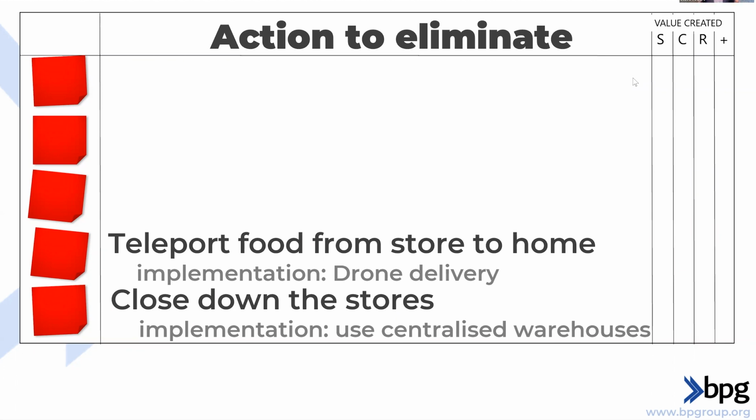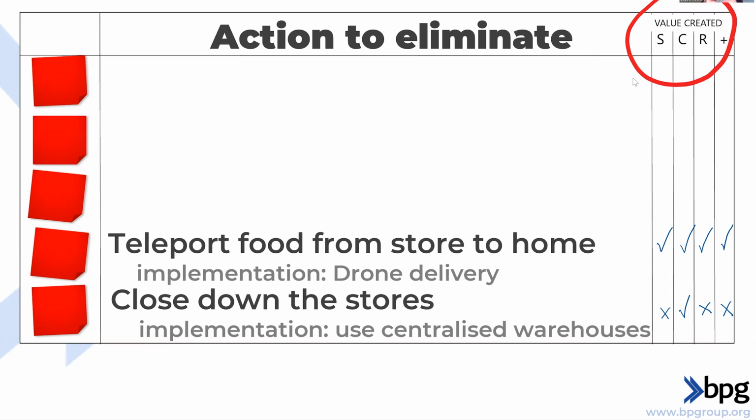So you see, you're going to put a bunch of actions to eliminate here, like teleport food from store to home. Well, unless you're at the quantum level, teleportation isn't actually feasible at the moment. However, we could implement that in terms of drone delivery. That would give us some of the benefits of that. What about closing stores down? Well, we could implement centralized warehouses. So if we identify those things in terms of what benefits, what value would we create, the drone delivery improves service, reduces cost, grows revenue, and also improves our brand perception. Closing down stores, less so. It's actually a detriment to service.